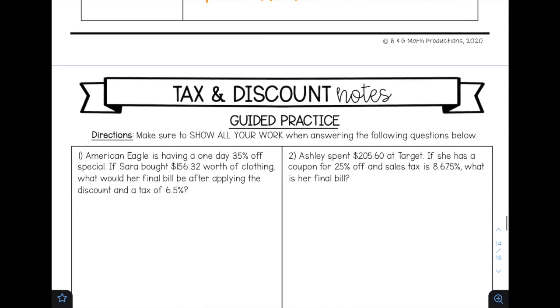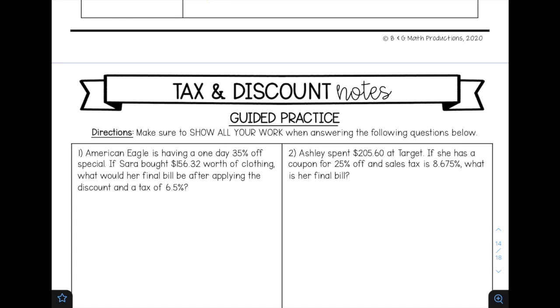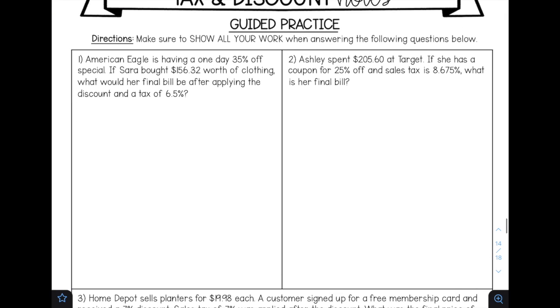Okay, so the first question: American Eagle is having a one-day 35% off special. If Sarah bought $156.32 worth of clothing, what is her final bill going to be after applying the discount and a tax of 6.5%? So here we want to calculate the discount first. This goes first, and then tax is second.